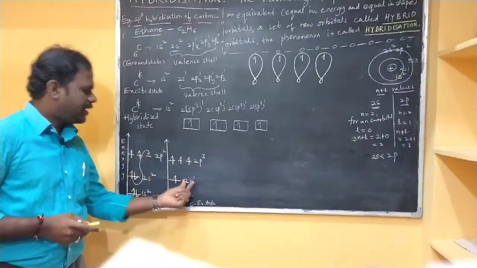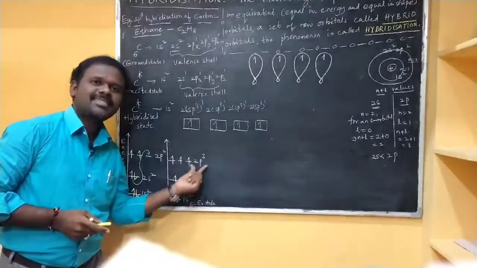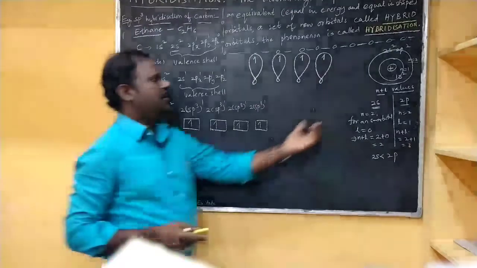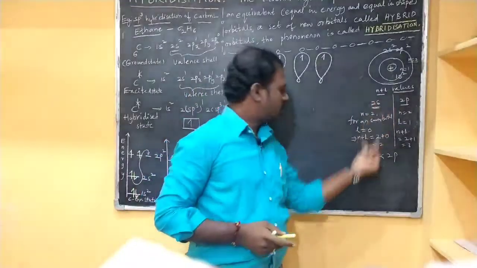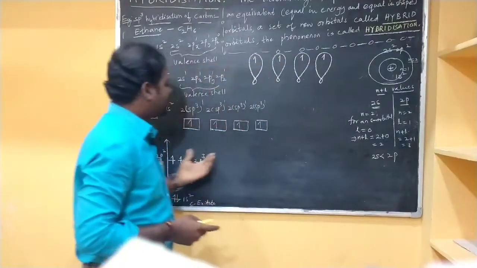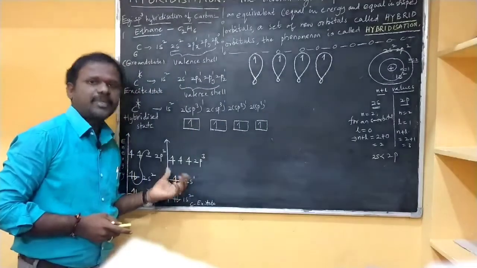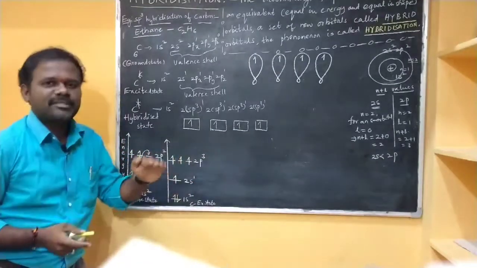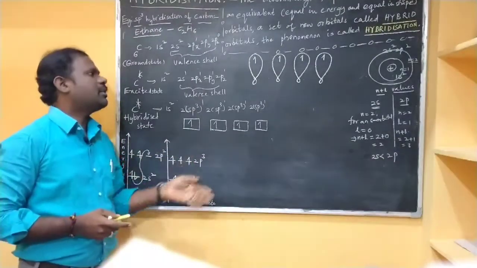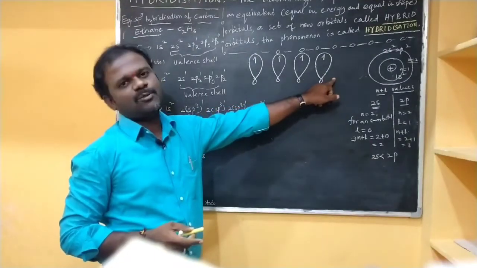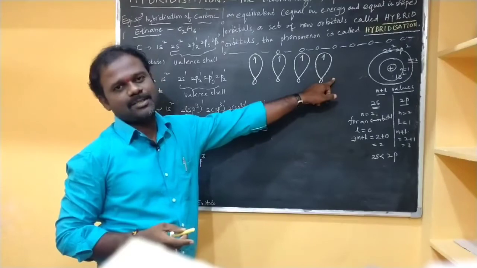Because their energies as well as their shapes are different. Clearly we know, according to n plus L values, 2s is lower in energy than the 2p, as well as the s orbital is spherical in shape and p orbitals are dumbbell in shape. So that's why they are going to intermix with each other for the formation of hybrid orbitals, a new set of orbitals which are called hybrid orbitals.